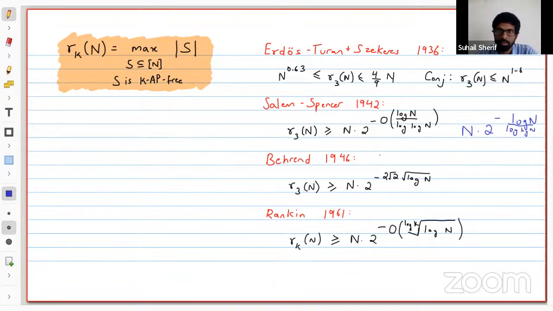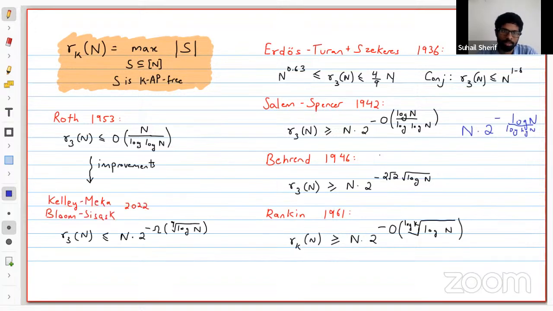Now, on the other side is the question of, can we actually show its subconstant density? That was proven in 1953 by Roth. This is a breakthrough result. So he showed that it's at most n by log n, and there were some improvements, but very recently there was a breakthrough which showed that it's not just n by polylog n. The correct form of the answer looks very similar to what Behrend had.